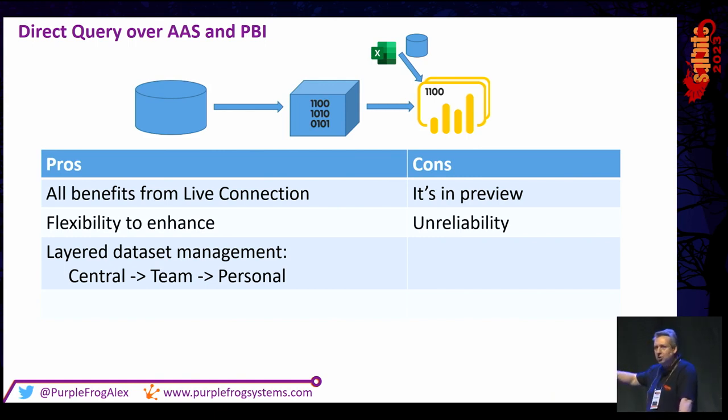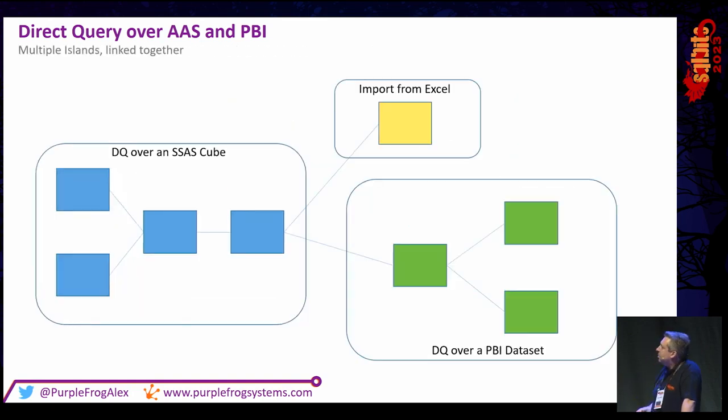People can change their own stuff and enhance further without having to wait for you centrally to do it. So this is your typical direct query over Analysis Services and Power BI model, where you've got multiple islands of data, and they're joined by conformed dimensions. Maybe it's date, maybe it's customer.